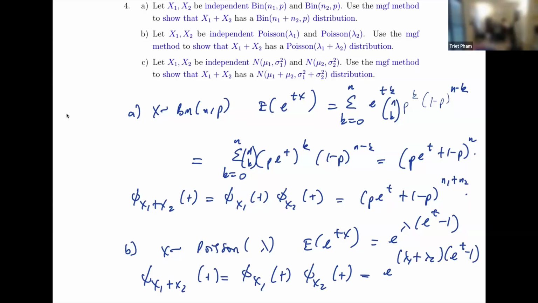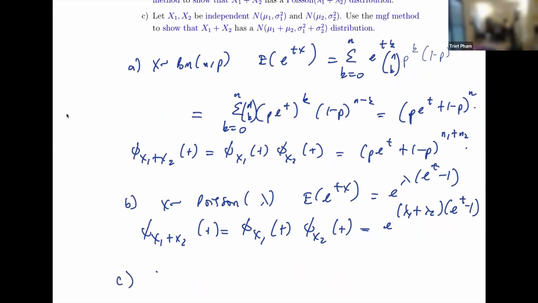But of course, this looks exactly the same as the MGF of a Poisson lambda, with lambda being replaced by lambda 1 plus lambda 2. Therefore, X1 plus X2 has a Poisson distribution with rate lambda 1 plus lambda 2. Any question? Okay.